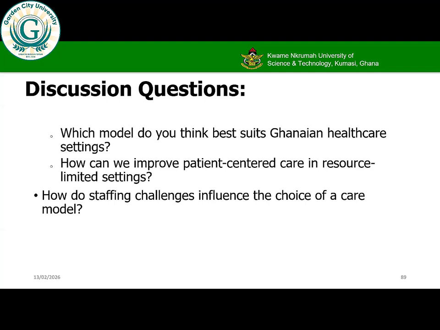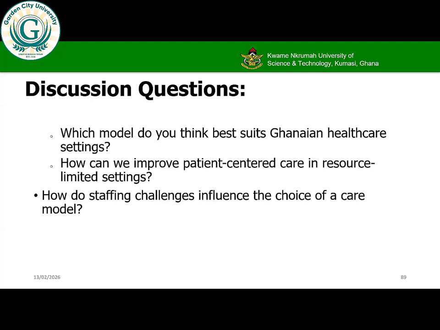Hello. Hi. Wherever you are working. Yes. Which model? Team nursing. Where are you working? And have you assessed the place that you see team nursing is better?